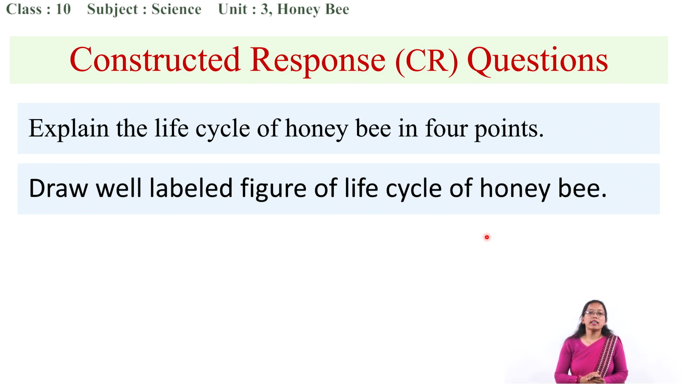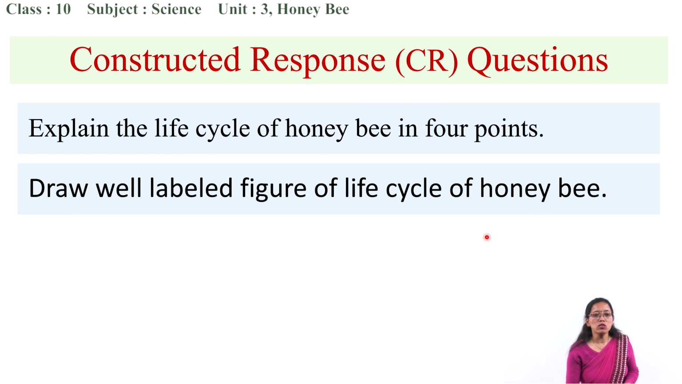These are the constructed response type. That means you have to write the answer. Explain the life cycle of honeybee in 4 points. How can you explain it? Like how it completes its life cycle, egg, larva and pupa, complete metamorphosis. One thing you have to include is complete metamorphosis. Then how it changes from egg to larva, larva to pupa, and pupa to adult. Those things you have to include in 4 points, and you have to write point wise, in serial order, okay, don't mess up.